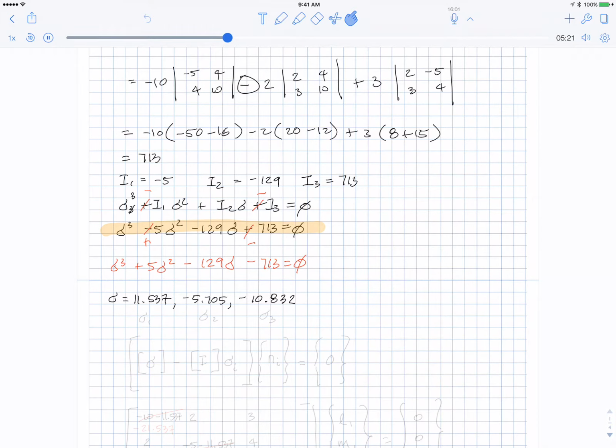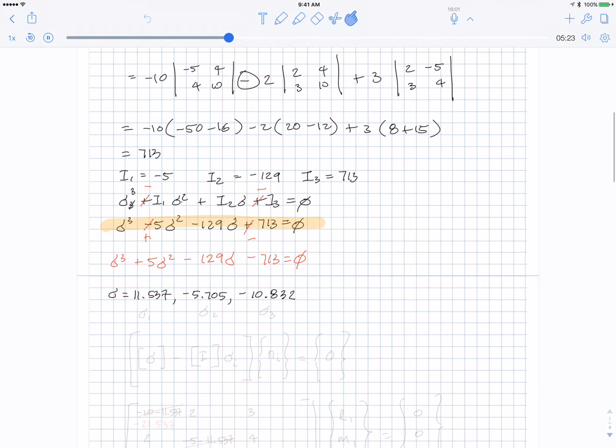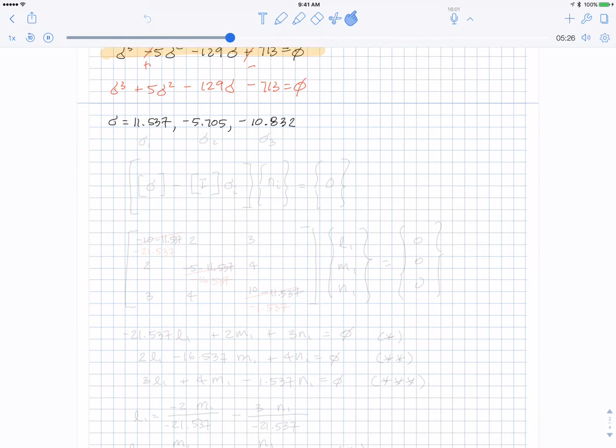It took me some time, but after going to Wolfram Alpha and playing around, I got these three roots to that cubic equation. These are the three principal stresses, and typically you order them from greatest to least, including the signs. So this would be sigma 1, sigma 2, and sigma 3. Each of these principal stresses, or eigenvalues, is associated with a plane or an eigenvector.